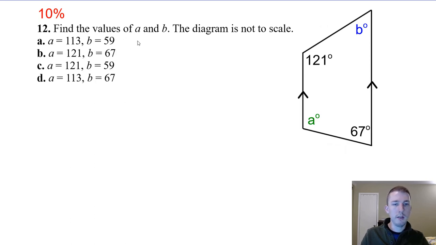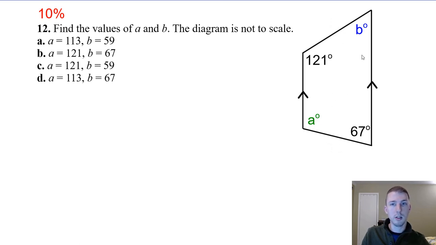Number 12, find the values of A and B. Again, diagram's not to scale. Once again, I don't tell you what the shape is. You have to look at the diagram and see what it's telling you from the markings. So these little chevrons tell us that these two lines are parallel. So there's like parallel bases. And we only have one set of parallel lines, meaning this is not a parallelogram. Instead, it's a trapezoid. We don't know if it's an isosceles trapezoid because these sides are not necessarily congruent.